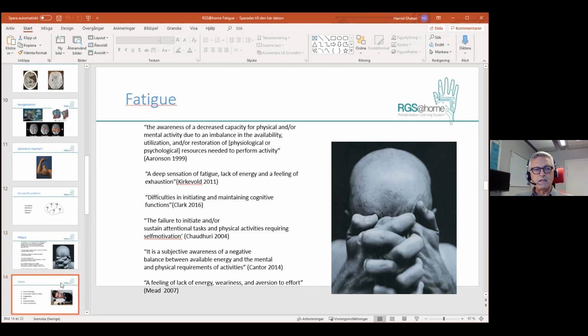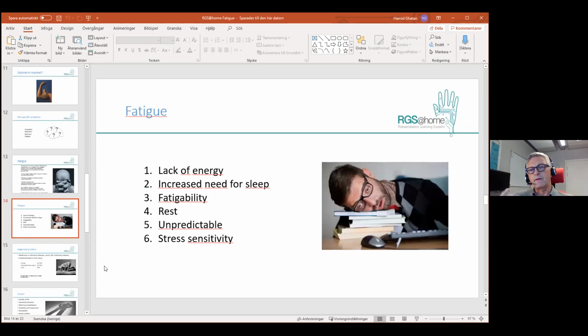And today, there is a common agreement that fatigue needs to be considered when it comes to brain injury as well as stroke. And the definition is that it affects the energy level that the patient experiences. The patients have an increased need for sleep. They have this fatigability effect that they display. They need to rest. It's very unpredictable for the patient, and the patient is stress sensitive.